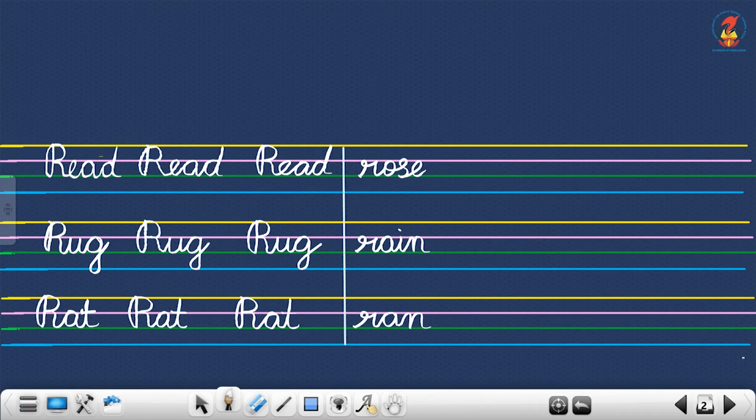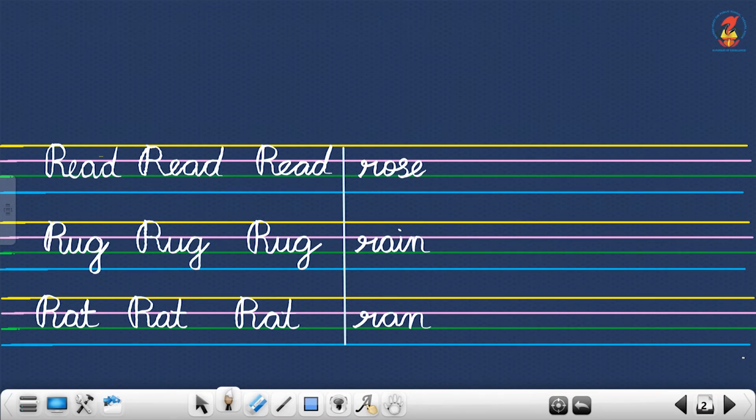Repeat after me. R, E, A, D, read. R, U, G, rug. R, A, T, rat. Next, we can move on to the words starting with small letter R. Okay, shall we write? For writing the small letters, you have to begin from the third line.